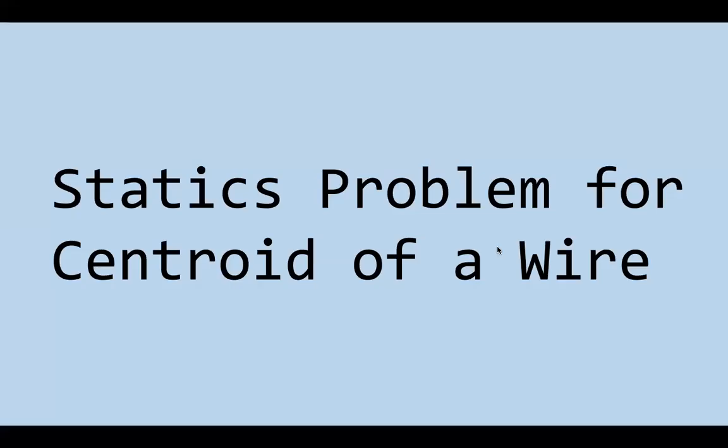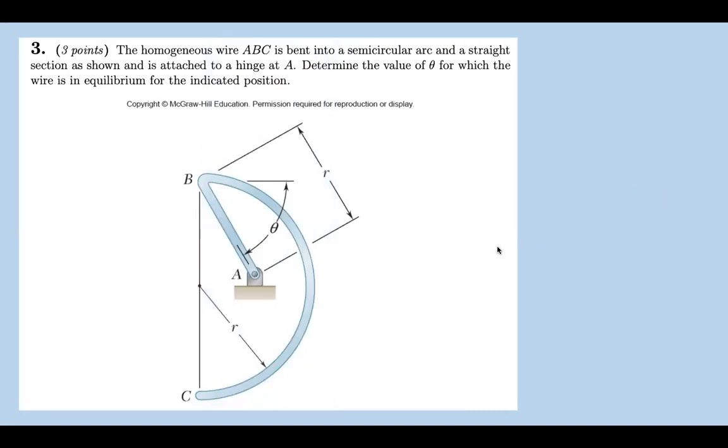Statics problem for centroid of a wire. Here is the problem statement. The homogeneous wire ABC is bent into a semicircular arc and a straight section as shown and is attached to a hinge at A. Determine the value of theta for which the wire is in equilibrium for the indicated position.